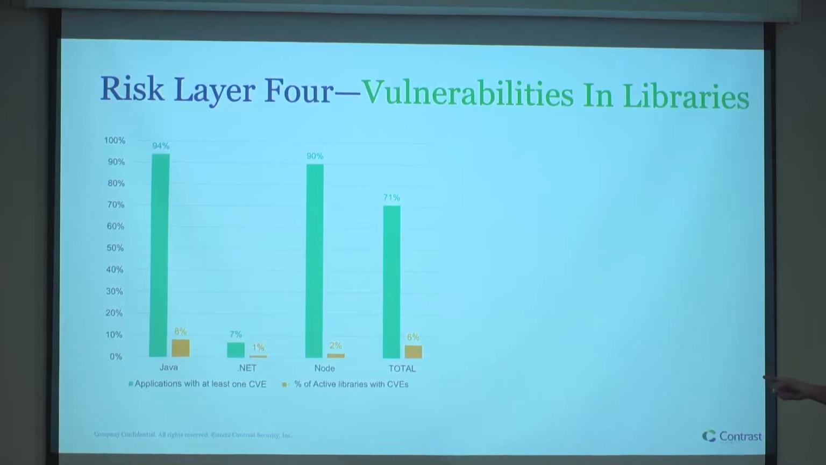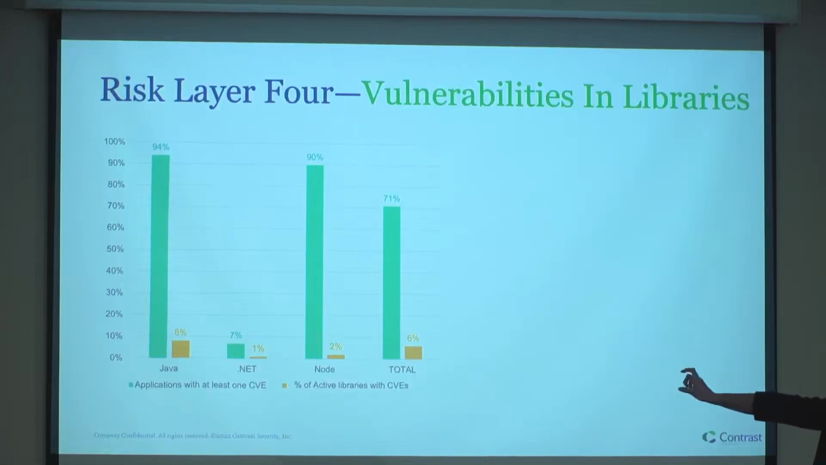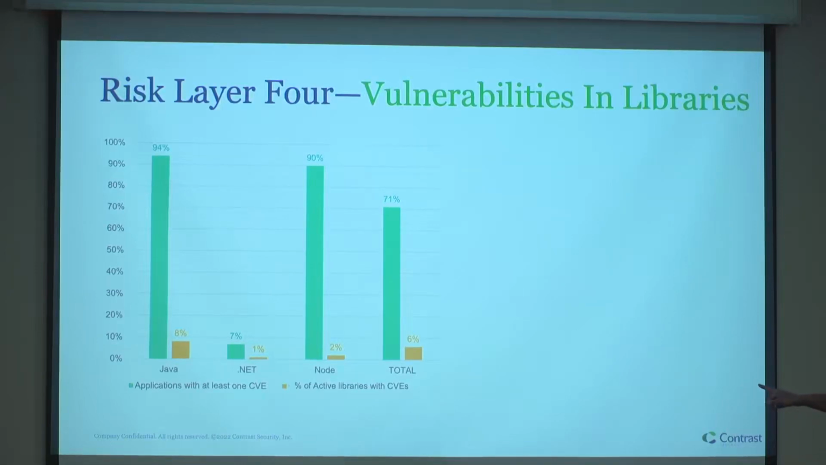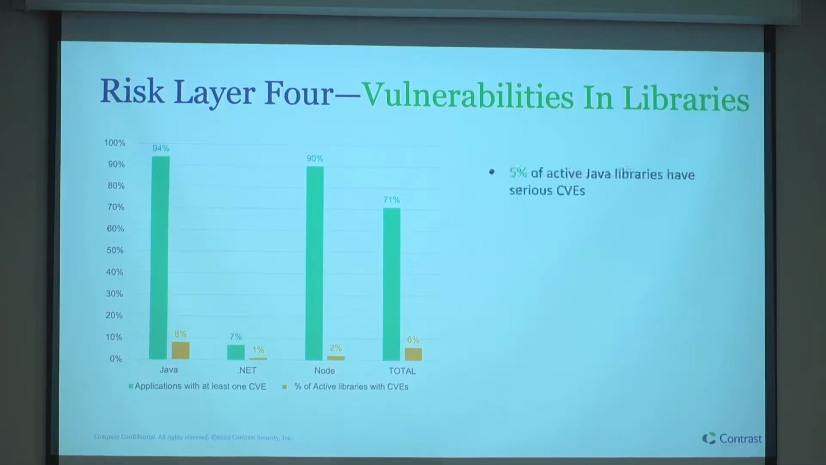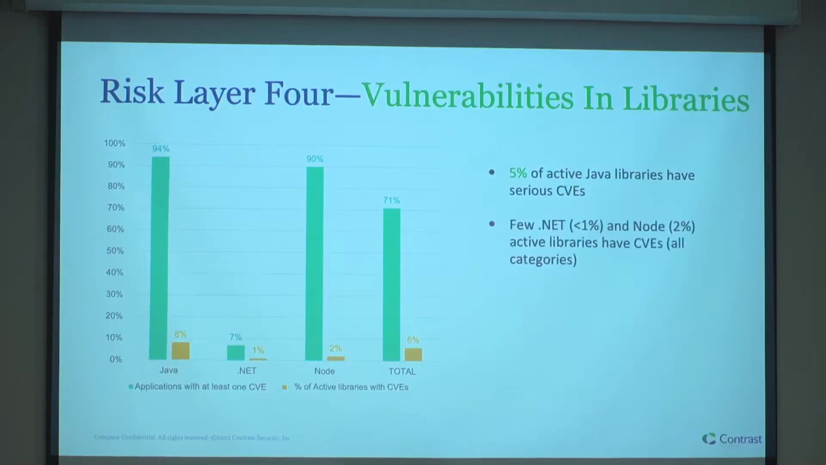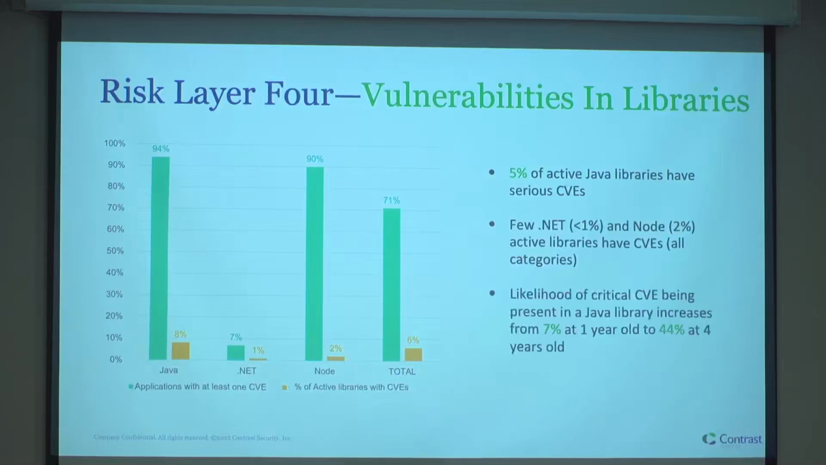But if you take a look at the yellow, those are only the active libraries being used. So the possibility of being exploited is that yellow. It's at 8% for Java. And look at .NET, barely registering at 1%. And Node is 2%. On average, 6% can be exploited. Sorry, the libraries can't be reached. Active libraries, yes. 5% of active Java libraries have serious CVEs. .NET, less than 1%, and Node 2%. And the likelihood of a critical CVE being present increases from 7% at 1 year old to 44%. That's a huge one.